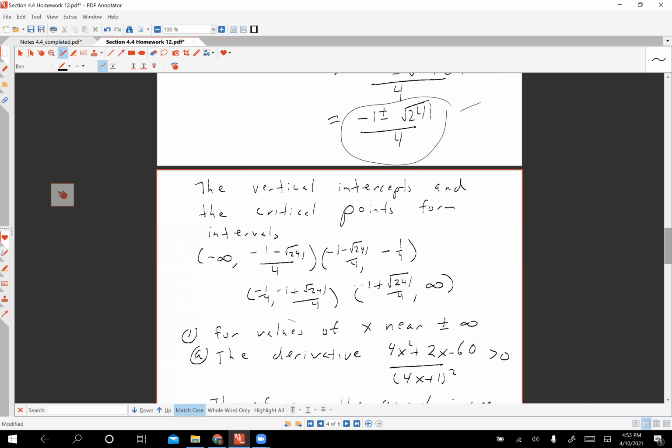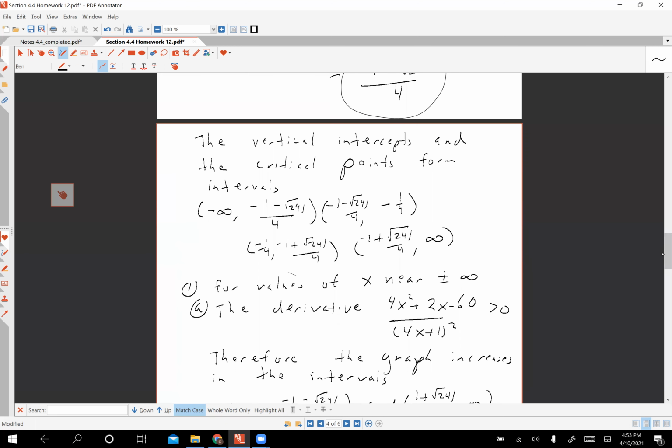And then the second, the larger critical point to infinity. Okay, so now let's look at the value of the derivative in these four intervals. It's going to be all positive or all negative, because you have to pick a point. But let's say you take values of x near infinity.